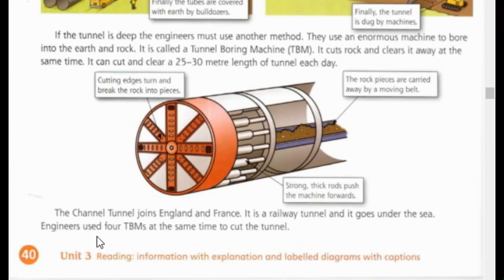Engineers used 4 TBMs at the same time to cut the tunnel. إذا شو استخدموا المهندسين؟ استخدموا 4 من الآلات حفر الأنفاق بنفس الوقت حتى يحفروا القناة. to cut the tunnel يعني يحفروا القناة.